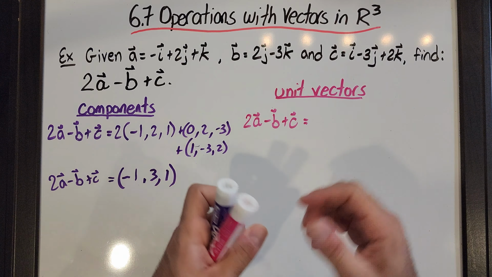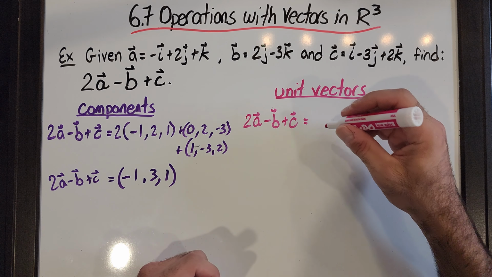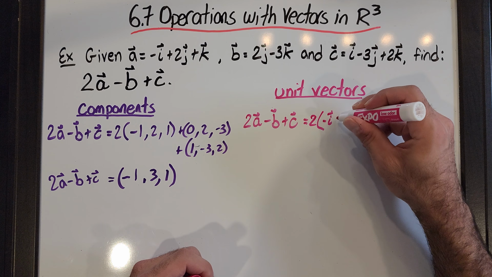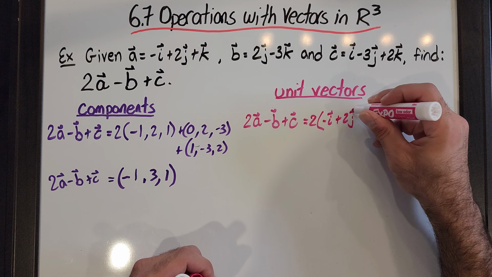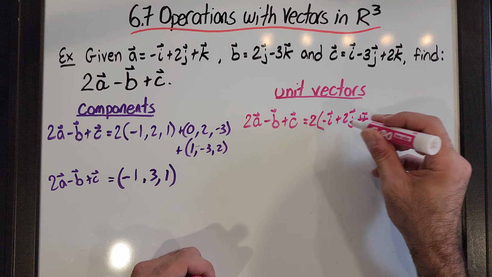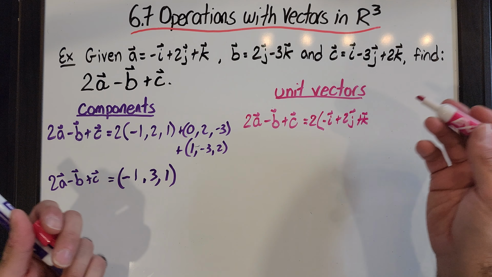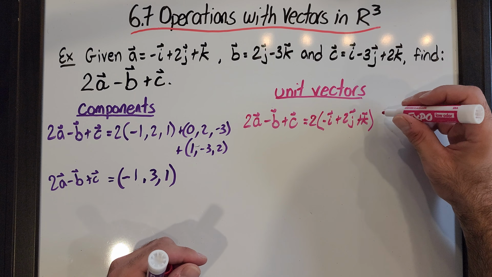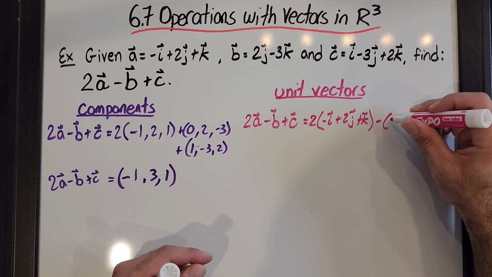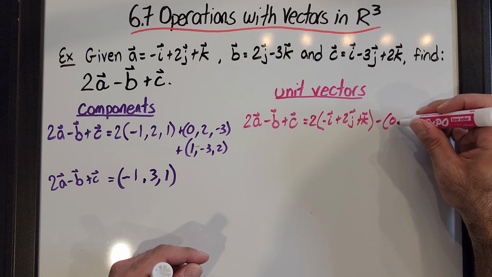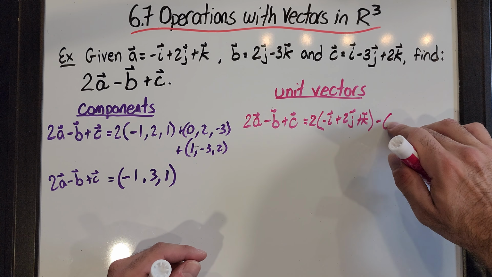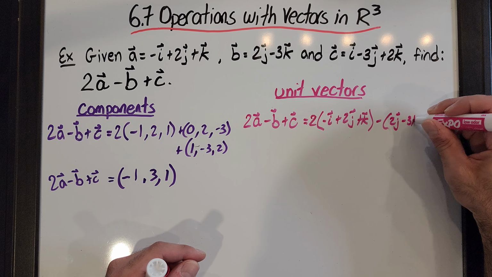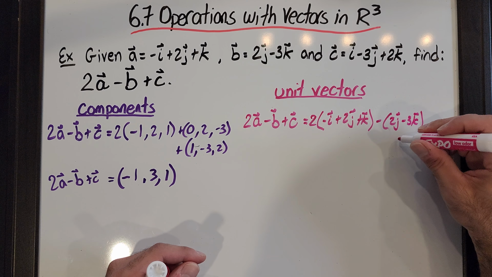Using the actual unit vectors, we can do that as well. I can just say this is 2 times whatever I see in the question, negative i plus 2j plus k. I'm kind of already annoyed by this because I have to write a letter I didn't need to write over here. So you can see the benefits of using component form right away. Minus vector b, which is 0, and plus c.